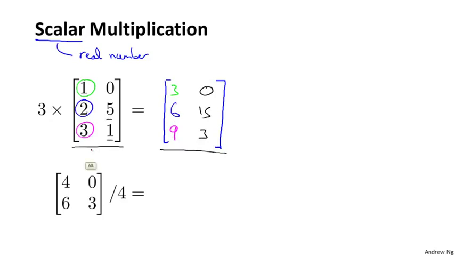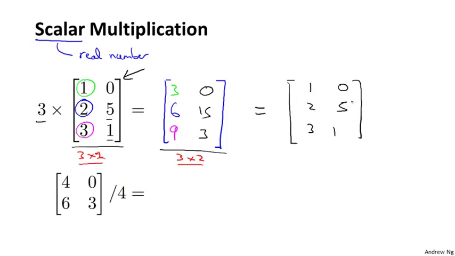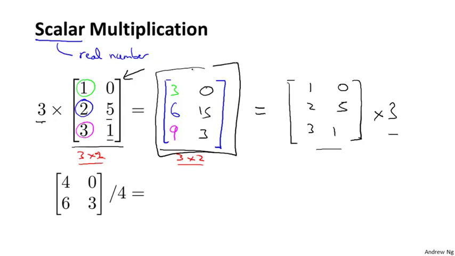You notice, again, this is a 3 by 2 matrix, and the result is a matrix of the same dimension. Both of these are 3 by 2 dimensional matrices. And by the way, you can write multiplication either way. So I had 3 times this matrix. I could also have written this matrix, 1, 0, 2, 5, 3, 1, copied over to the right, and multiplied by 3. Whether it's 3 times the matrix or the matrix times 3 is the same thing, and this thing in the middle is the result.